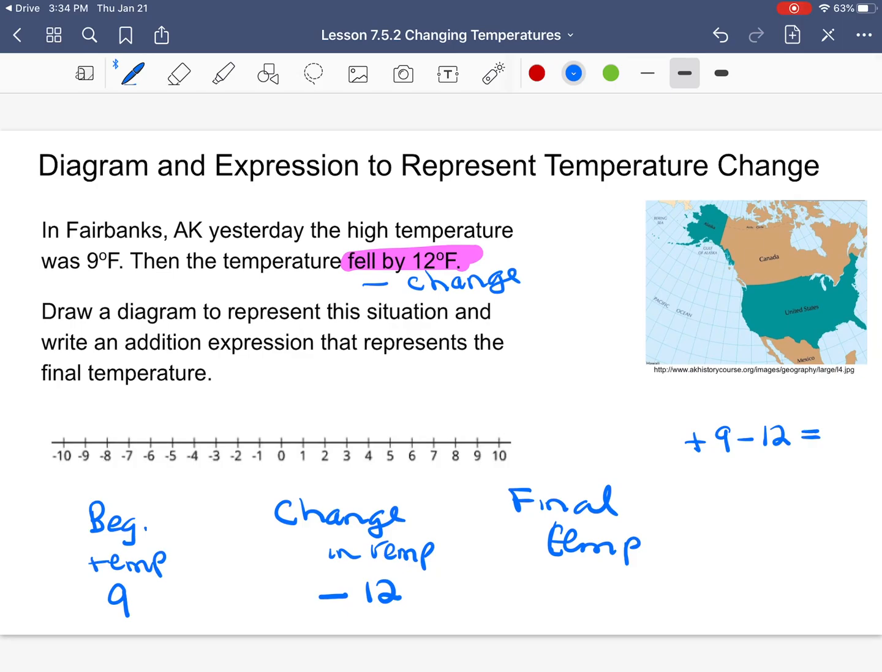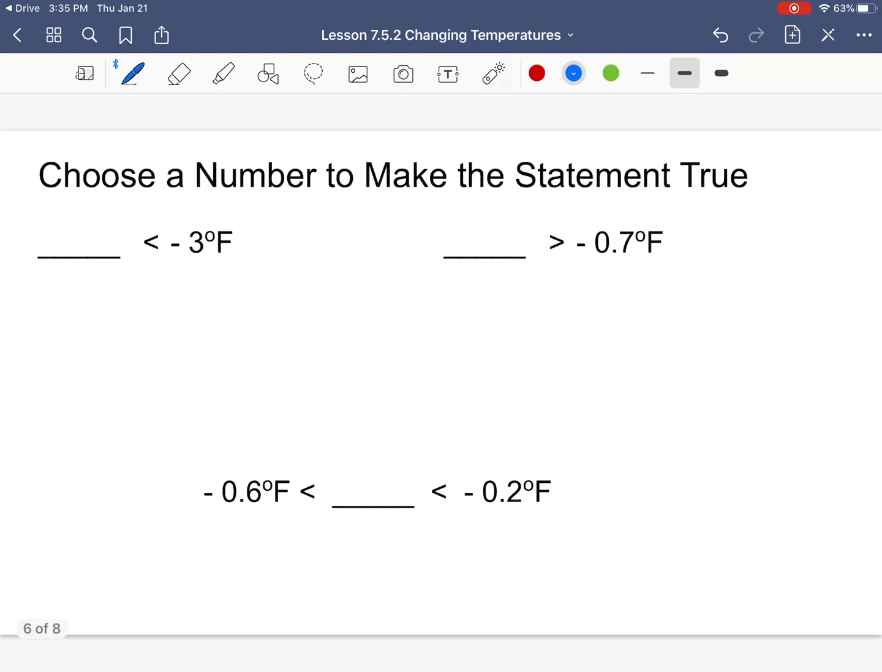So we have started off at 9 here. Subtract 12, we're going to go to the left for subtraction. 1, 2, 3, 4, 5, 6, 7, 8, 9. So from 0 to 9, of course, is 9. And then 10, 11, 12. And it's at -3 degrees. So it ended up at -3 degrees there after the temperature fell.